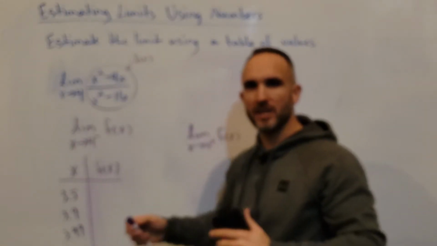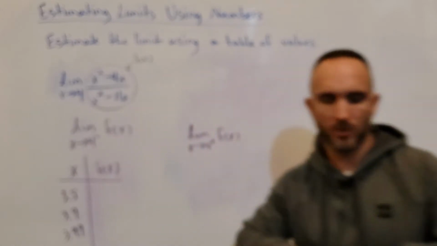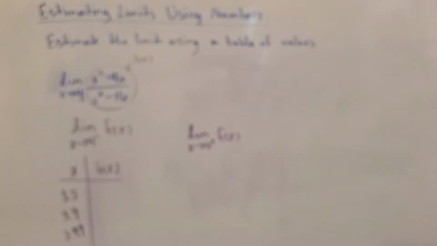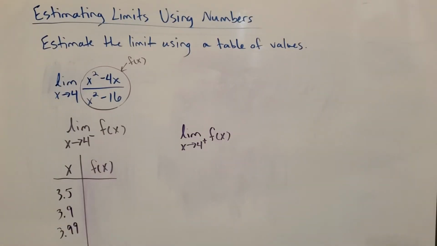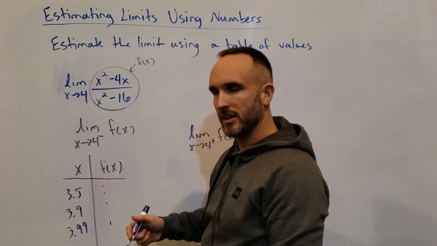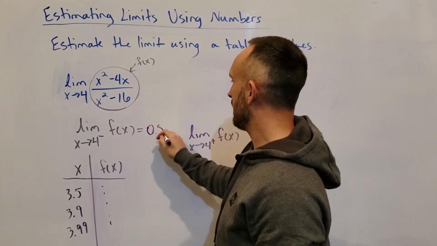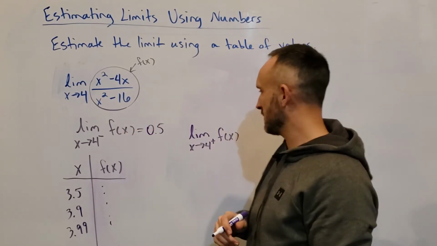So I'll come back over here. Let me make sure we're focused. And I can say that the limit, you should have filled in your table here. The limit as x approaches 4 from the left equals 0.5. We're assuming it's 0.5 based on the pattern we saw.